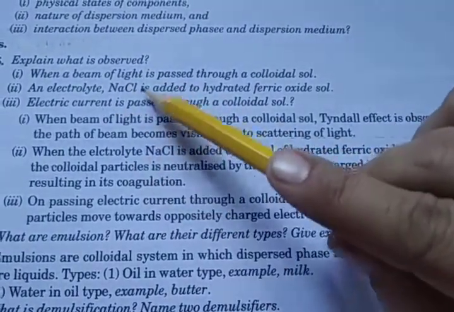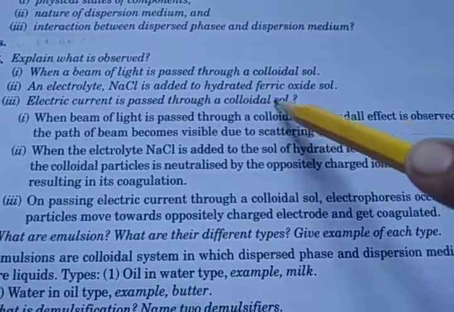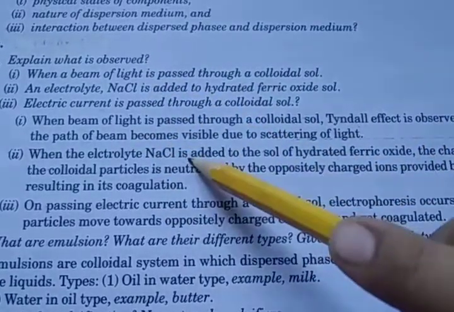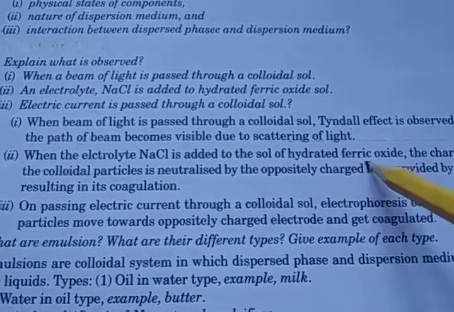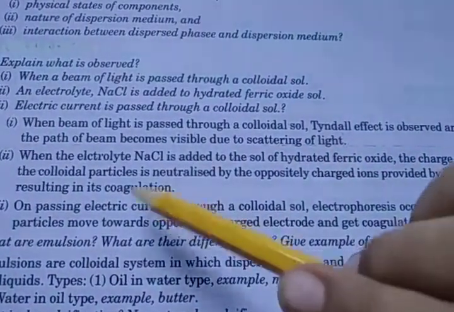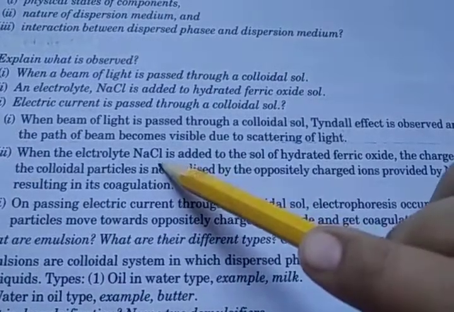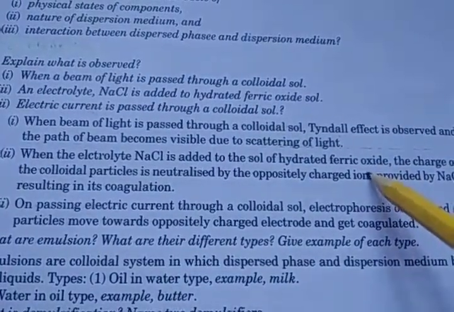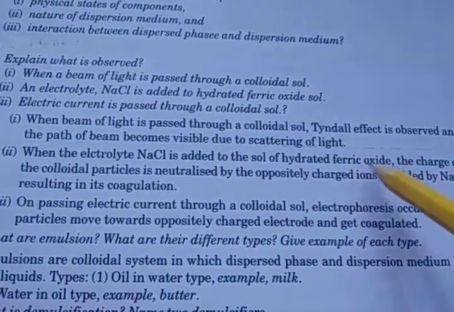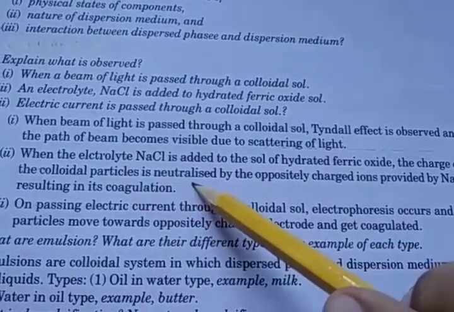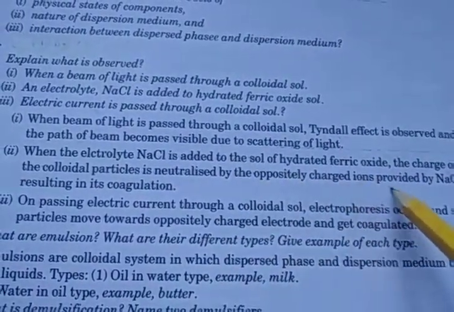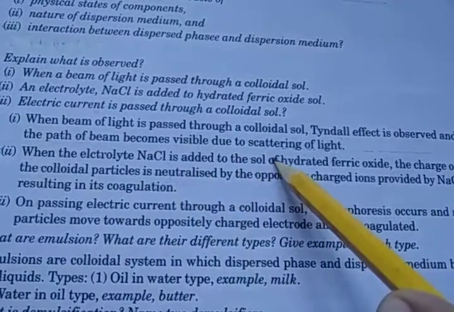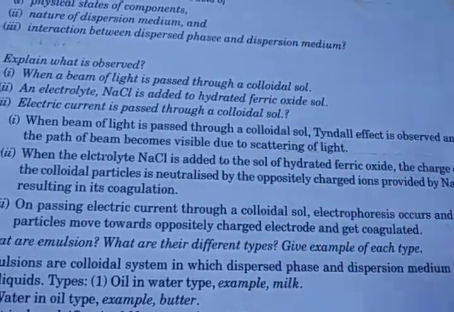Second, an electrolyte NaCl is added to hydrated ferric oxide sol. When the electrolyte NaCl is added to the hydrated ferric oxide, the charge on the colloidal particles is neutralized. NaCl gives Na plus and Cl minus, and hydrated ferric oxide Fe2O3 also has cation and anion. The colloidal particles are neutralized by the oppositely charged ions provided by NaCl, resulting in coagulation.